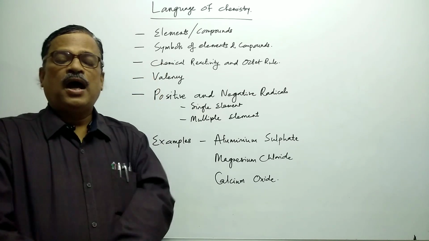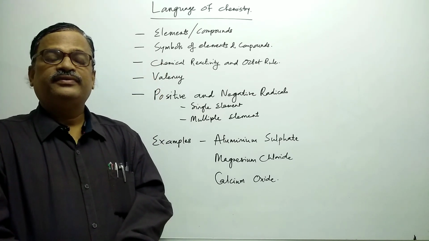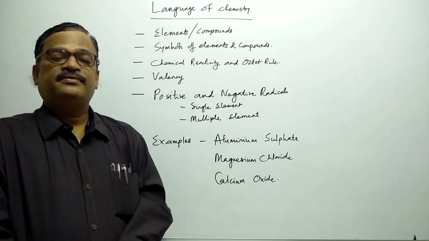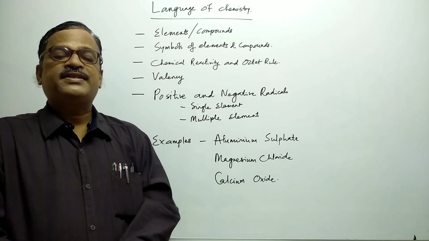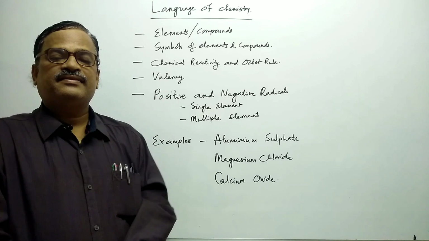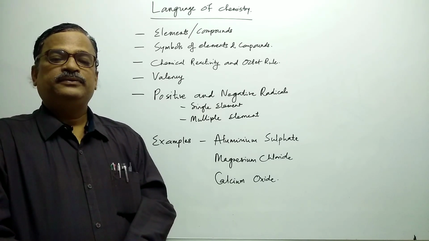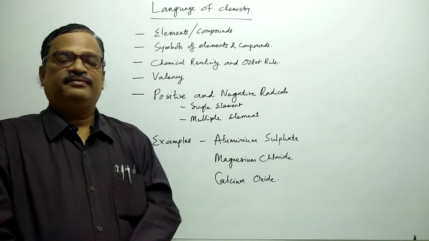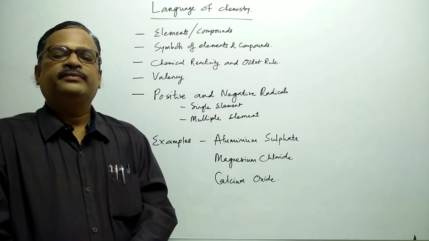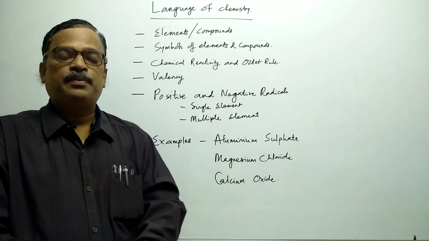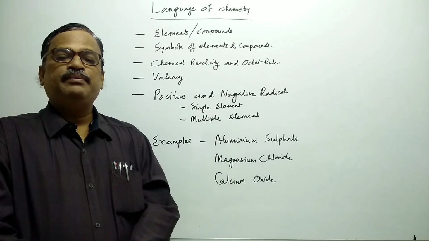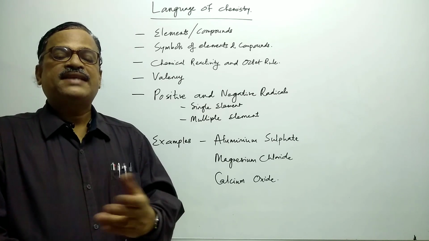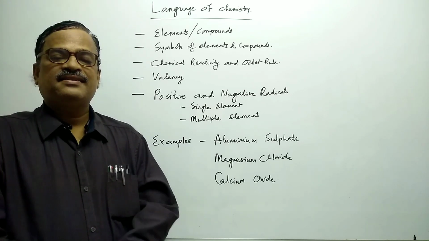Next, how are elements represented? Elements are represented using symbols. The symbols were used for the first time by a scientist called Berzelius. As per Berzelius, the symbol of an element is the first letter of the name of that particular element. For example, the symbol of carbon is C, phosphorus is P, nitrogen is N, sulfur is S, etc.